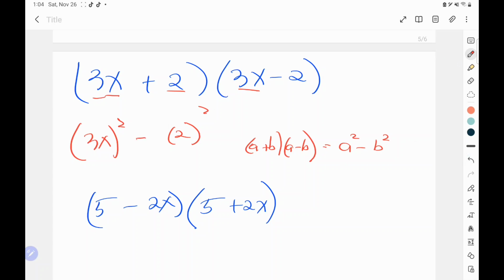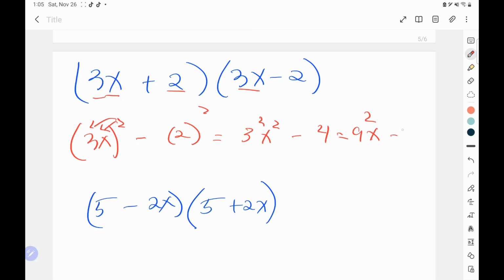And then simplify. When we simplify, we distribute this. This is what we call product of a power, or power of a product. So that becomes 3 squared, x squared, and then minus 4. Simplify again. 3 squared is 9, and then x squared, minus 4. So that's the answer for the first question.